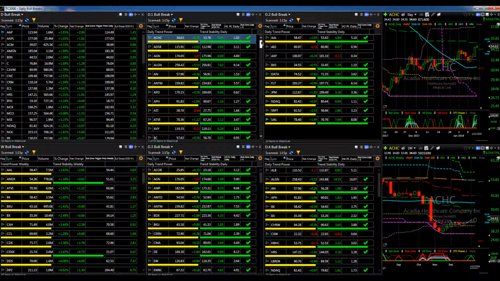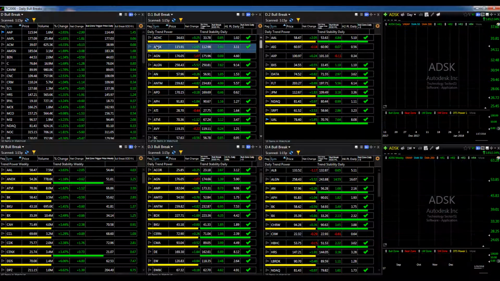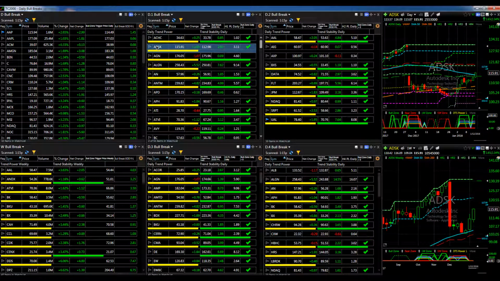Autodesk is a stock that I watch a lot for day trading purposes. Many days it's a chop fest. I don't mess with it. Other days it breaks out. We've been really watching this a lot. You've got this big gap down here. You're in the gap now.